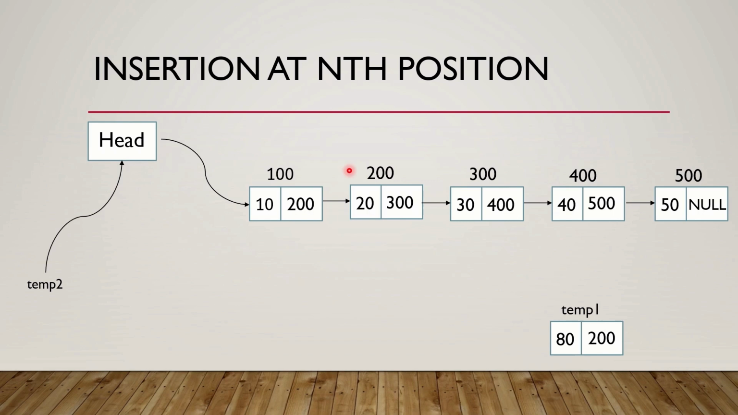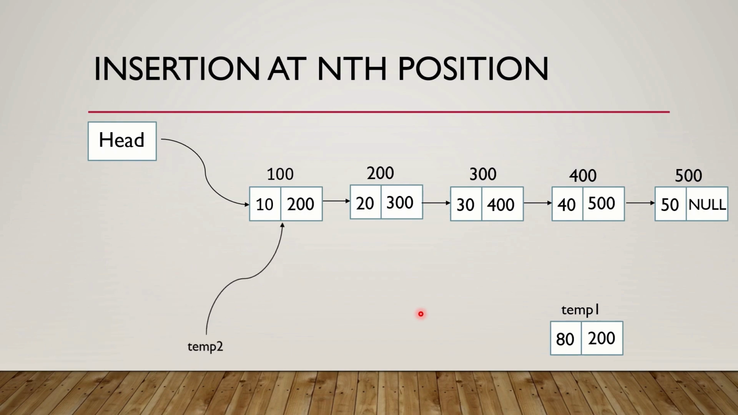For that, I need to traverse it till here, and then I need to cut this link. I need to make a new link to here, and then this must point to this. So then it will be inserted in between. For that, we create a temp2 variable, a pointer, and then temp2 must traverse to the n minus 1th node. So in this case, if I want to insert this at the third position, I need to make temp2 travel to the second node.